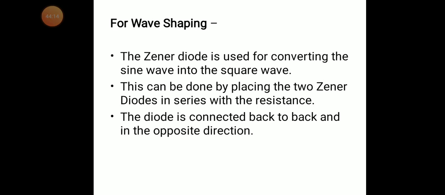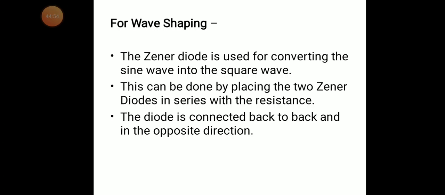Another application is wave shaping. What is the meaning of wave shaping? Wave shaping is nothing but removing some portion of the waveform in order to achieve our desired waveform. We reshape the wave. Generally we have a sine wave, and we make that wave into another wave. That type of thing is called wave shaping.